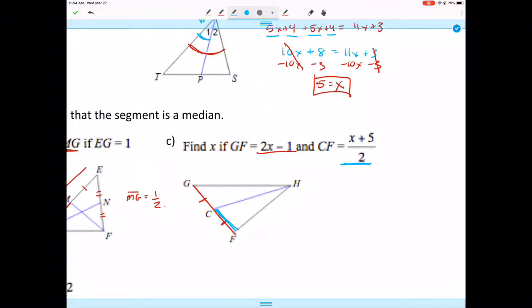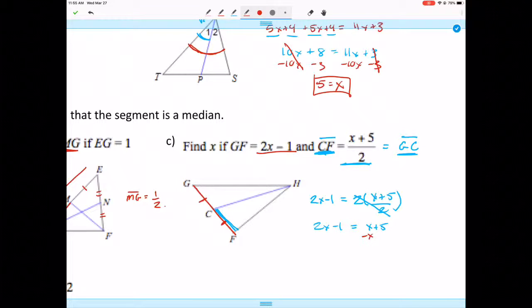All right, so we know that CF is also equal to GC, because that is our half of GF. So we could say the whole thing, 2x minus 1, is equal to CF plus GC, or we could say 2 times CF. So we could just multiply that by (x plus 5) divided by 2. Those would cancel. We get 2x minus 1 equals x plus 5.